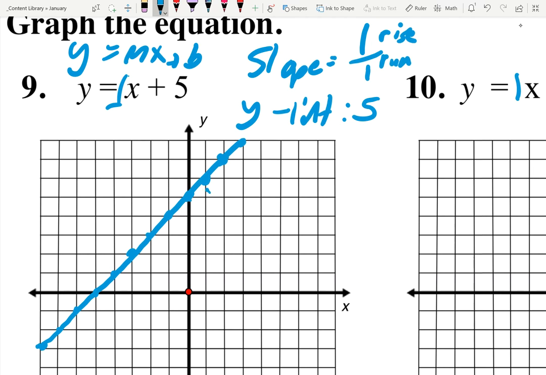This line has a y-intercept at 5, as we pointed out, and it has a slope of up 1 over 1 throughout the entire line.